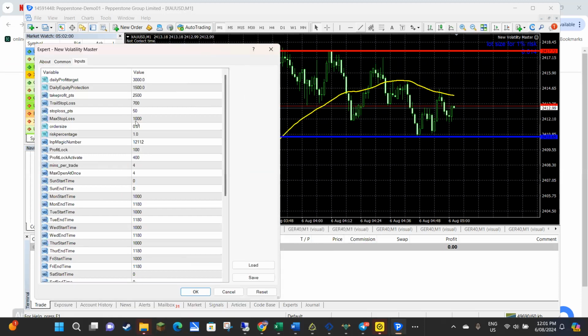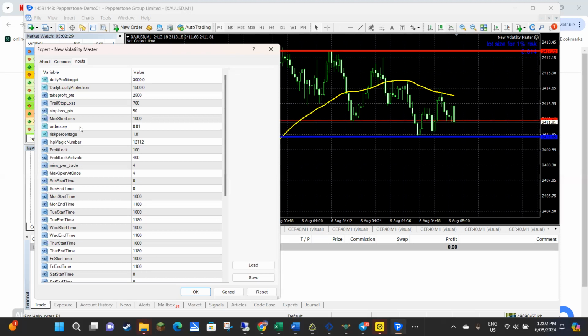Max stop loss, you can set a maximum distance that it will potentially place a stop loss, meaning that if it placed a sell order here and the distance to where the stop loss was going to get placed was more than 1,000 points, it wouldn't place it there. It would only place it 1,000 points. That's what max stop loss does.